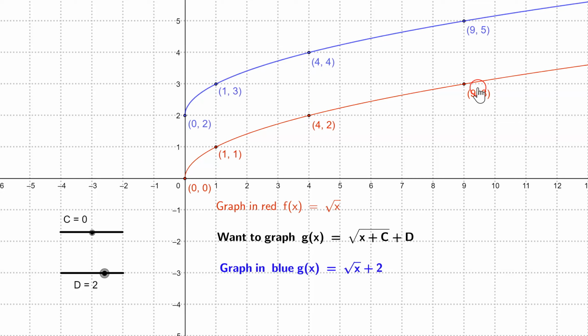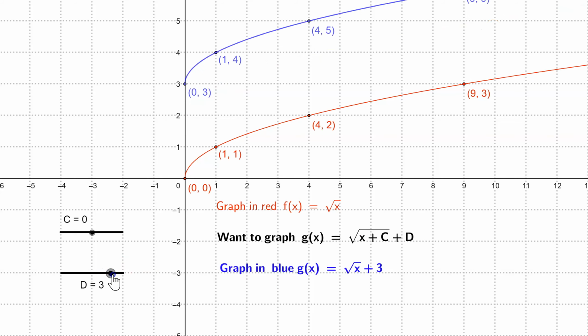And when I shift from this point to this point, notice the x value stayed the same, but the y value, I just added 2 to it, so I got 3 plus 2 equals 5. If I make d even bigger, 3, it shifted every point on the graph up. My parent graph of f of x shifted up 3 units.